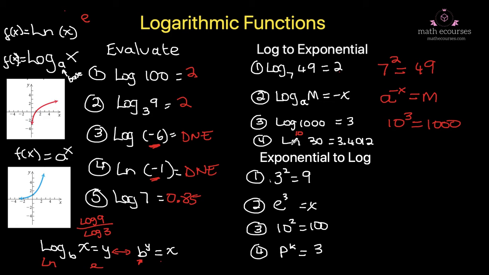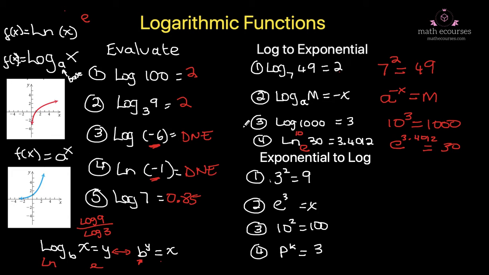Same thing with a natural log. You're never going to see a base here, but you should know natural logs and e are inverses of each other. So the base of a natural log must be e. So you have e to 3.4012 will equal whatever's inside, which is a 30. So that's how you go from log to exponential form.